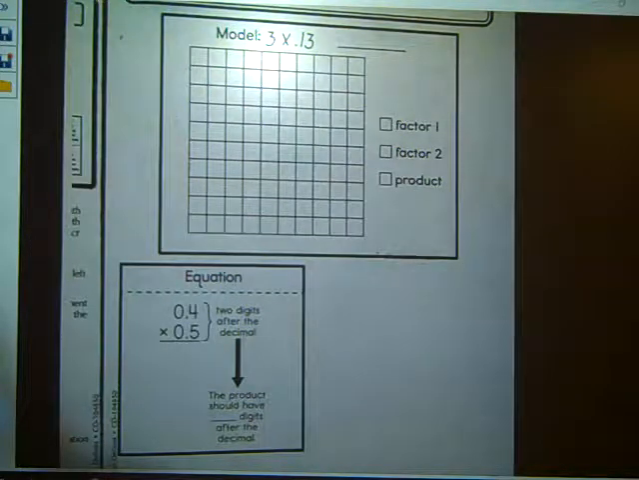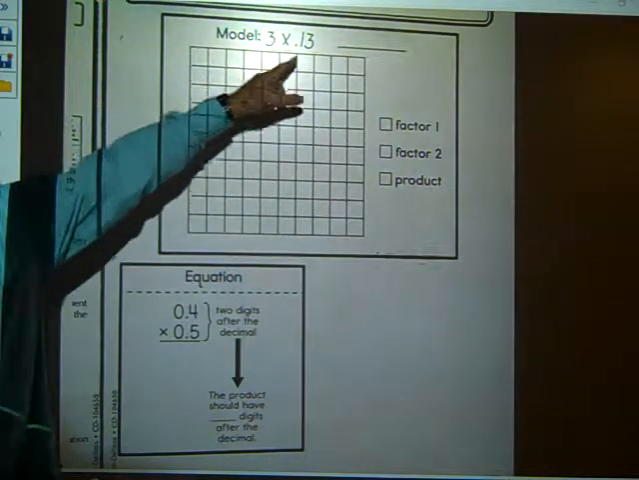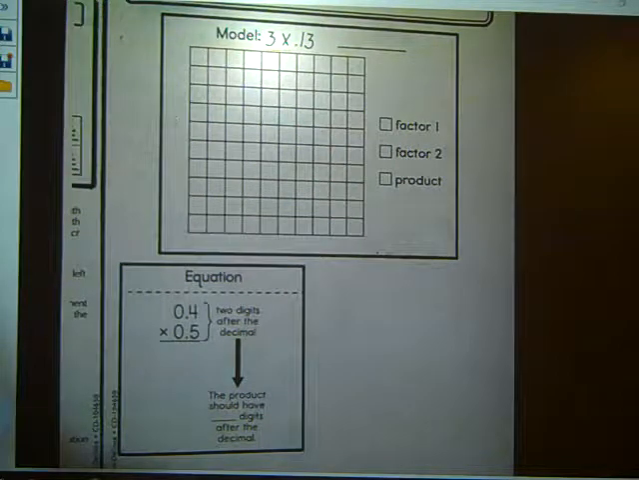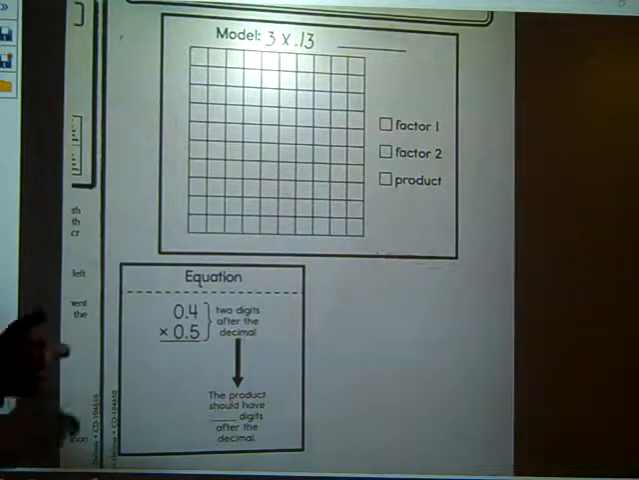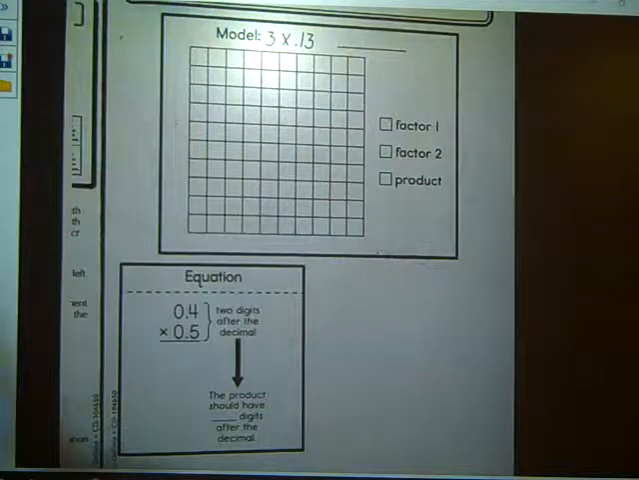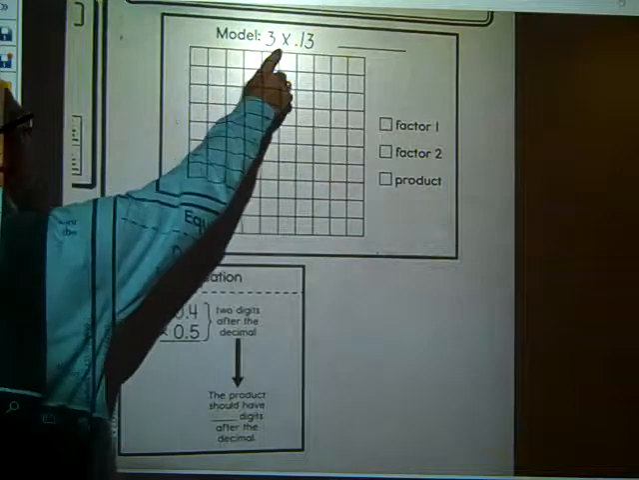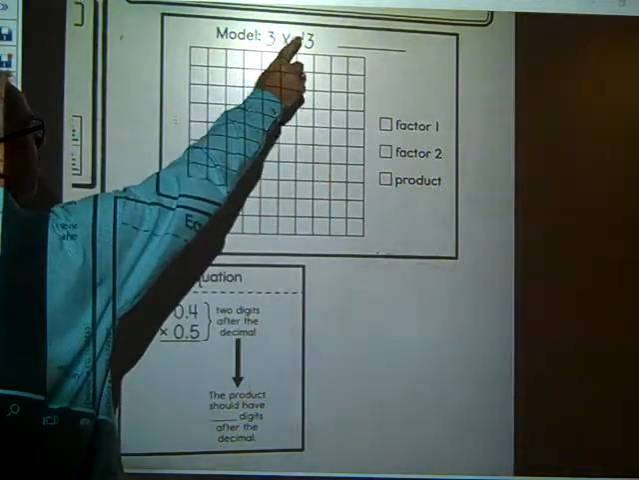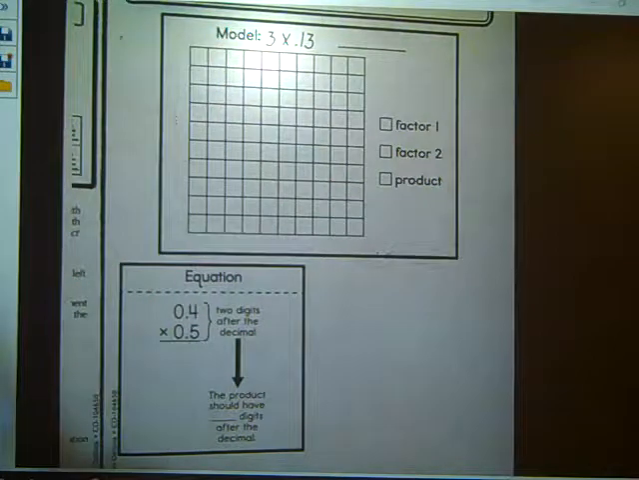Okay, so in your journal on page 33, you have glued in this picture here. It says model 3 times 13 hundredths. Alright? So I want to multiply 3 times 13 hundredths. We learned that multiplication is repeated addition. Very good. Repeated addition, right? So we also know that this multiplication sign means 3 groups of 13 hundredths, correct? Yes. Okay, so let's look at this from a model perspective.